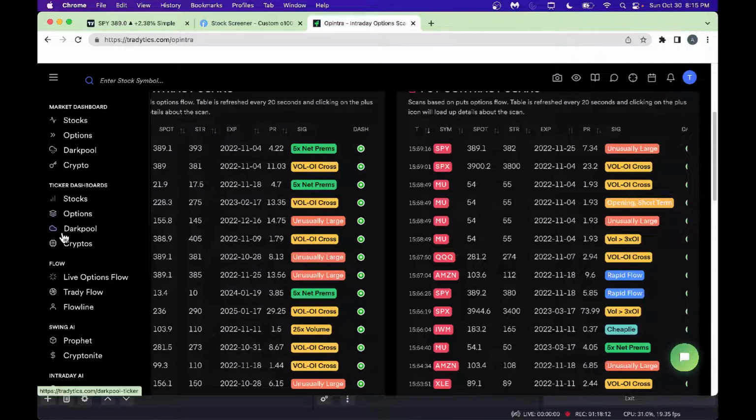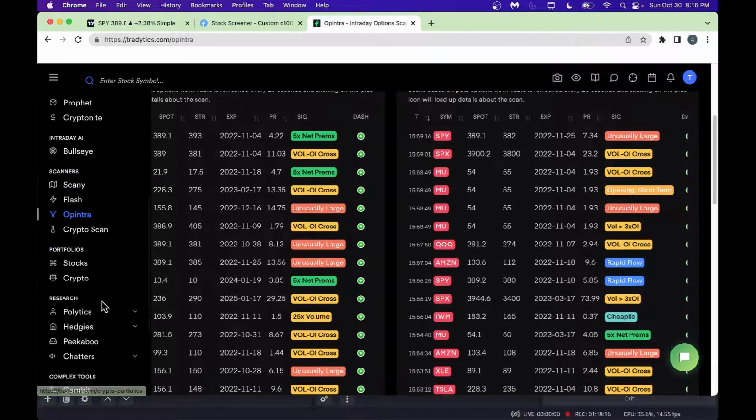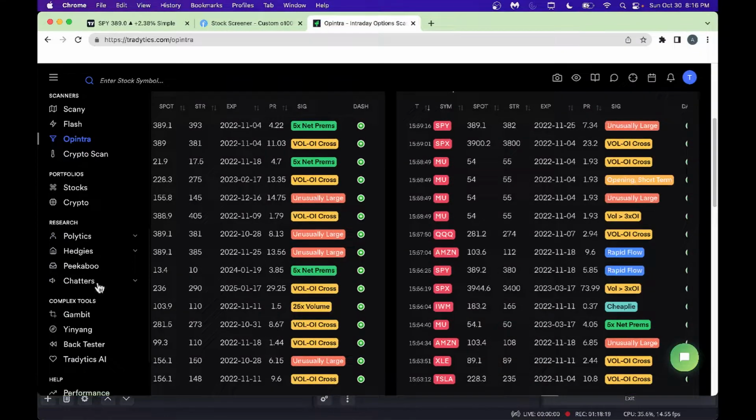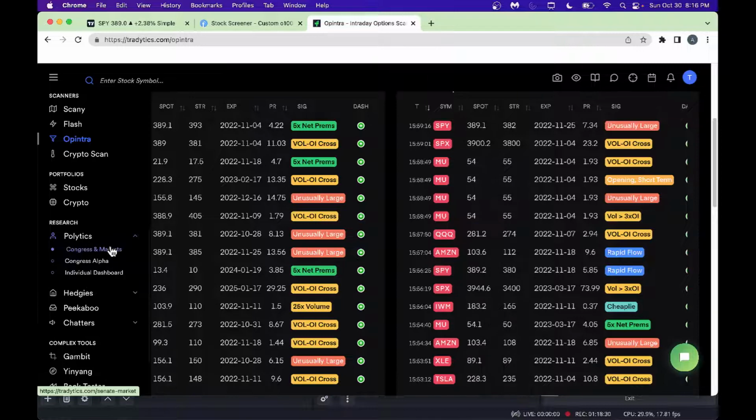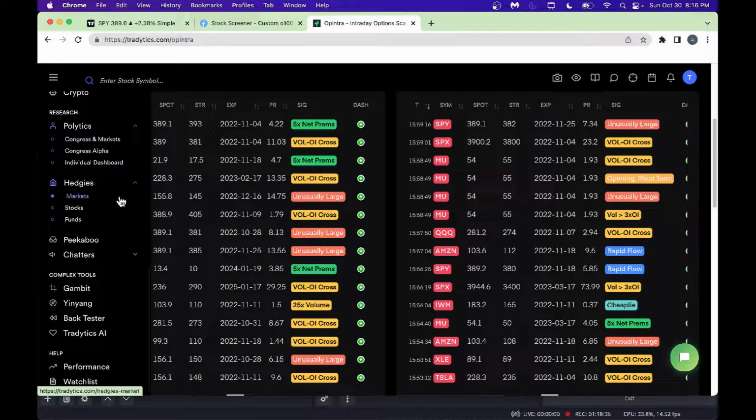All right, now let's jump in here and look at a few more. We'll probably skip the crypto scan for now, and you could look at the portfolios. I'll skip those for time purposes, and you could look at a few more here. There's politics. If you want to see how the politicians are trading, you could just click on politics here. There is Congress and so on and so forth. Also individual dashboard, you could look at the hedges and see how the folks are really hedging, these big market makers, and you could look at some stocks also and get some good idea.